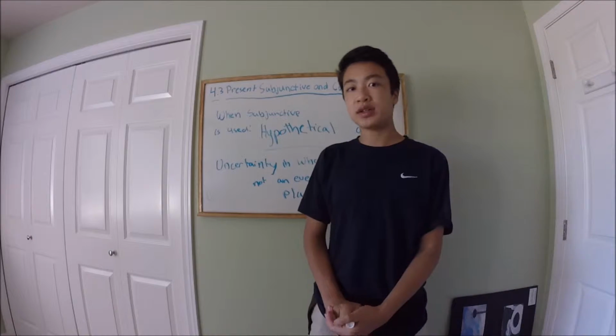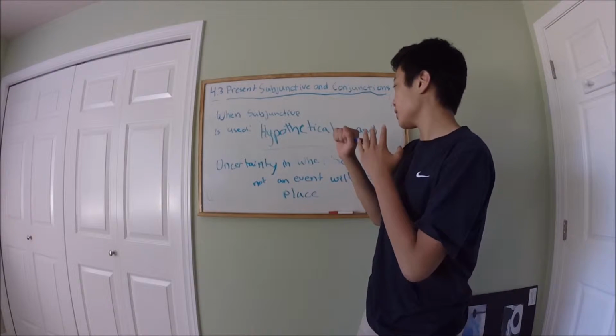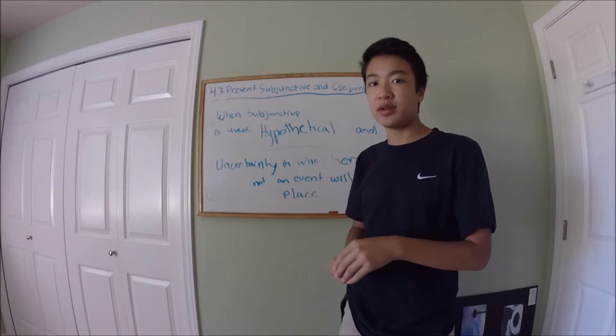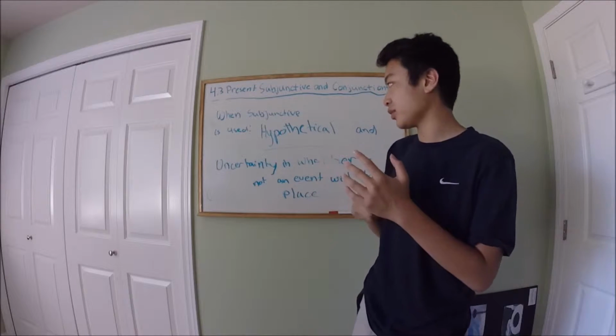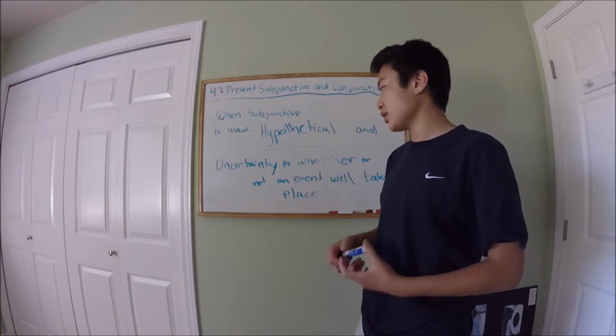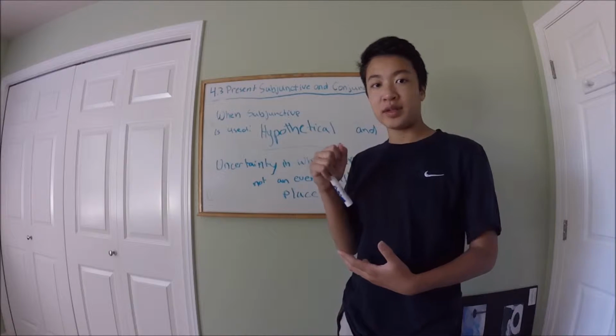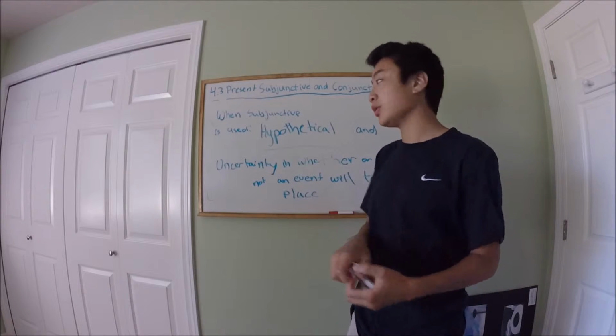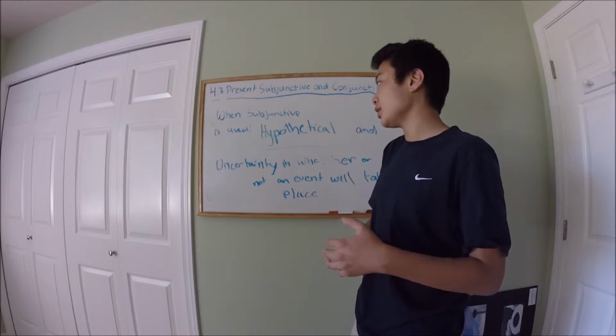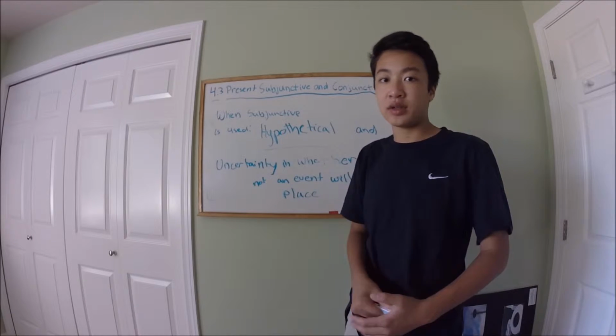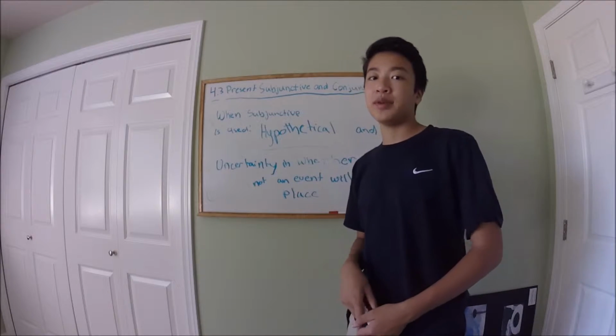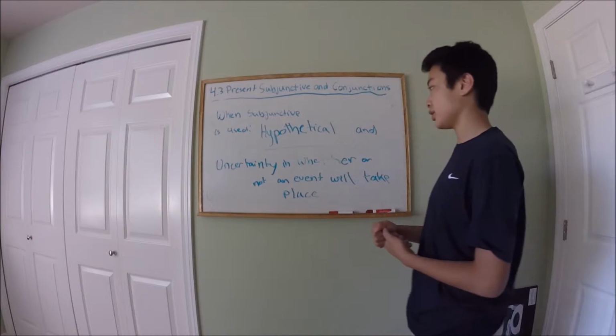You use the subjunctive when the situation is hypothetical and when there's a conjunction. You could also use it when there's uncertainty in whether the event will take place or not. But mostly, if the event is hypothetical or could happen or could not happen, we use the subjunctive after conjunctions.